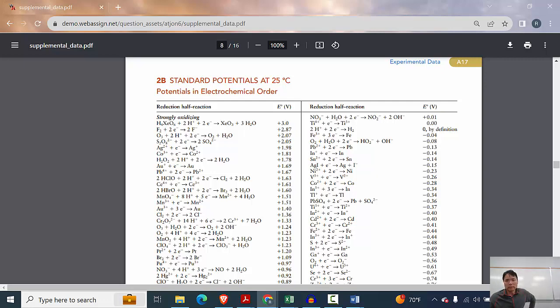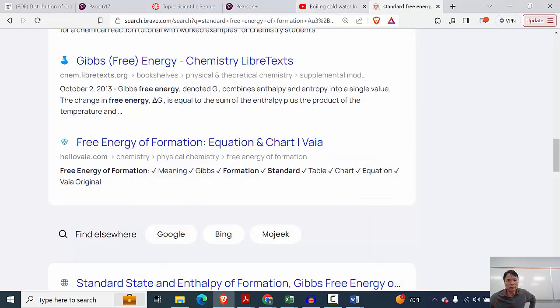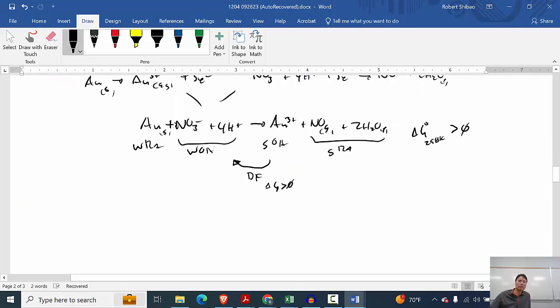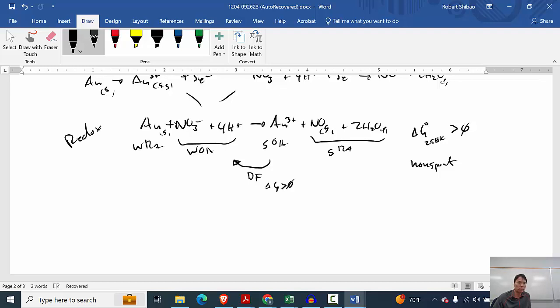Well, that's further into the future, so we start to look for other things that might tell us, but what we know for right now is that this is going to have a positive delta G. What we can do is that this is going to be non-spontaneous. But what we can do is couple this with a Lewis acid-base reaction.